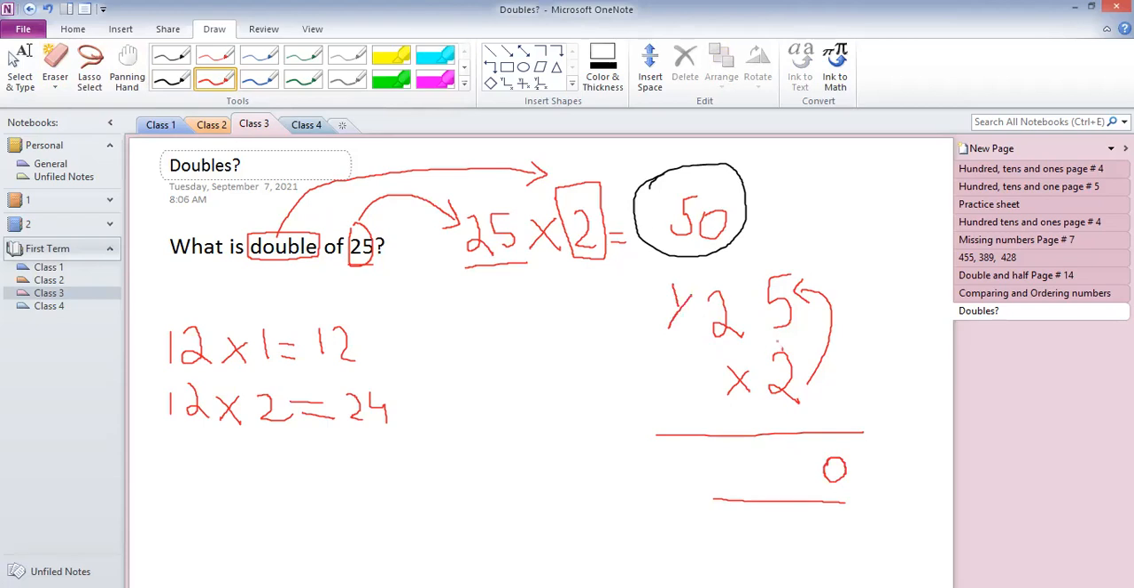Now you will multiply this 2 by this 2. 2 twos are 4, and then you will add 1. 4 plus 1 equals 5. So 25 multiplied by 2 equals 50, and that is your answer.